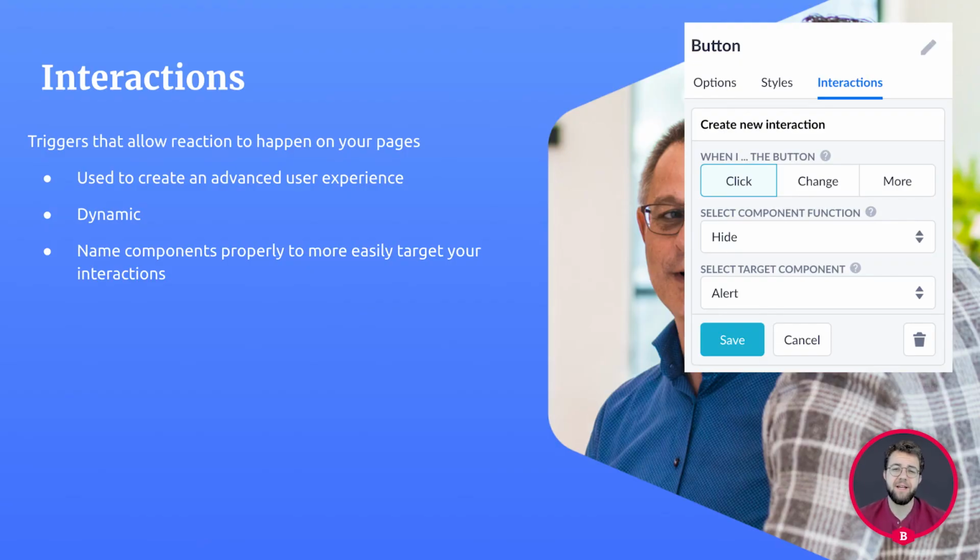Interactions are triggers that allow a reaction to happen to your page. It's used to create an advanced user experience for your users. With interactions, you can automate things, like the moment you click submit on a form to create a new object, it'll redirect and refetch the data on your page. This then allows you to instantly see the new object that was created. These interactions are super dynamic in their configurations.